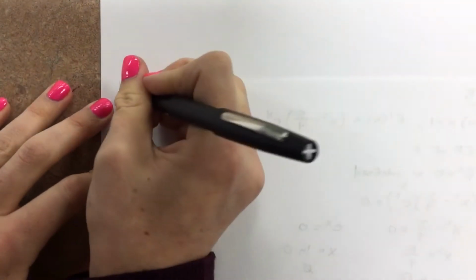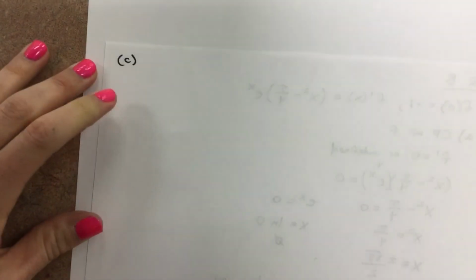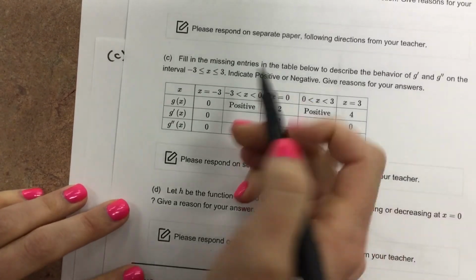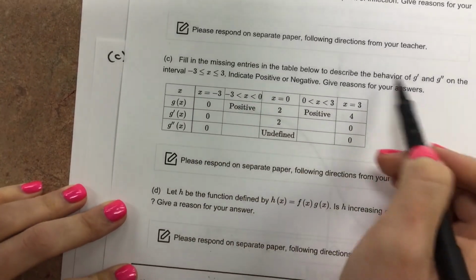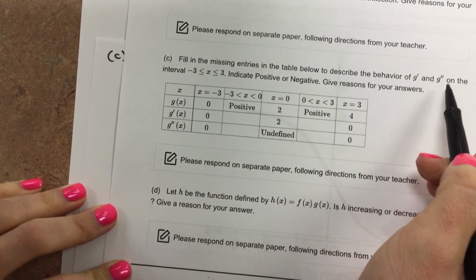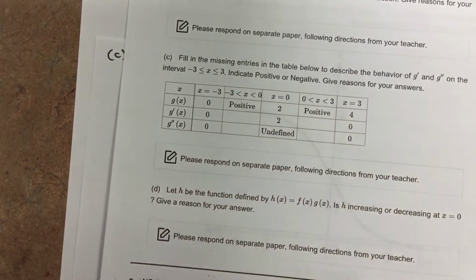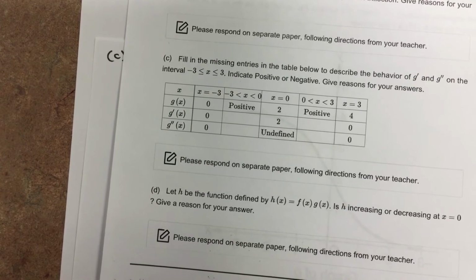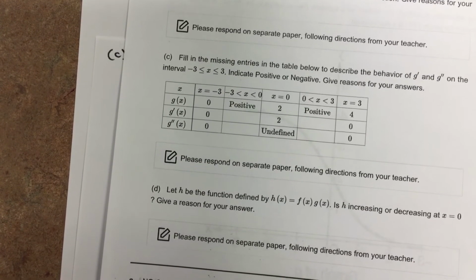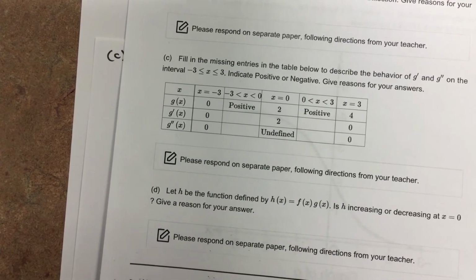Letter C is going to bring us back to our function g that we have the graph of on that front page. It gives us this table, so I'm just going to put the table right up here. Fill in the missing entries in the table to describe the behavior of g and g prime on this interval. Indicate positive or negative. Of course, I printed this double-sided, so I'm going to keep flipping back and forth between the graph and this chart right here.